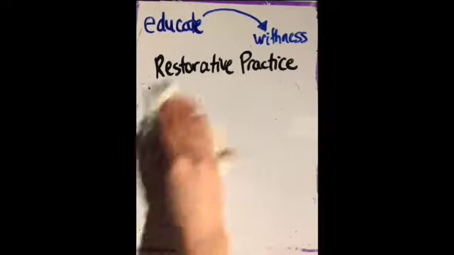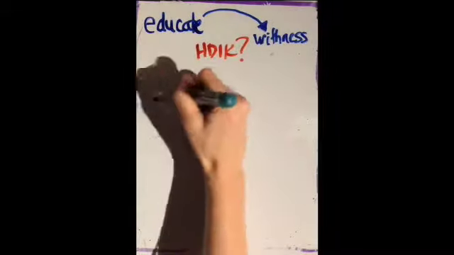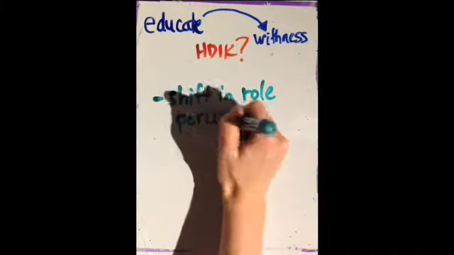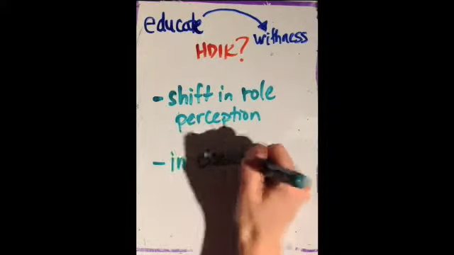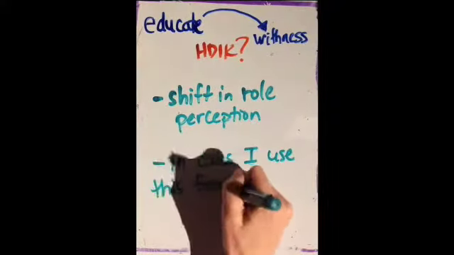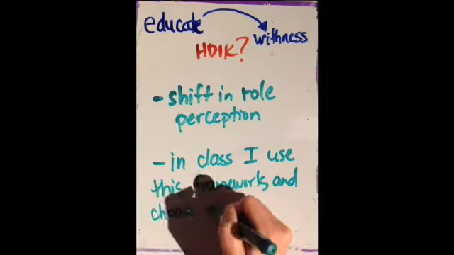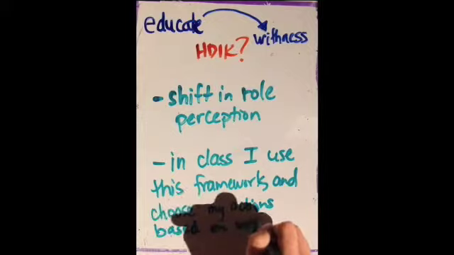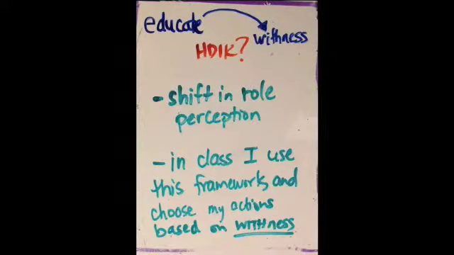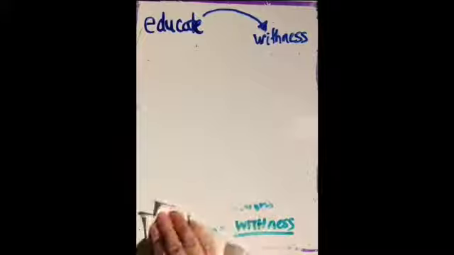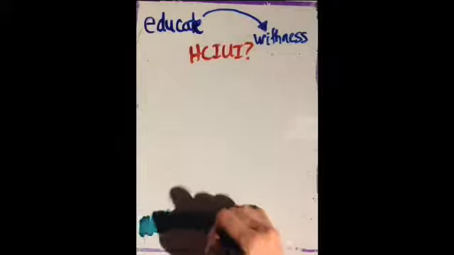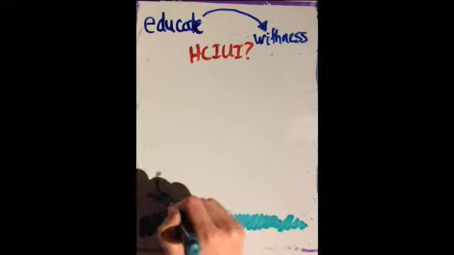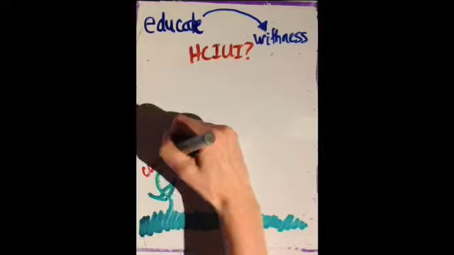How do I know that my thinking has changed in this? I've seen a shift in my perception of the role of professional development practitioner. I've seen that it's not just the person up there imparting information, but as we think in the classroom, a co-learner supporting learning. Secondly, in class, I've been using this framework to make my decisions based on withness with my students, and I've found it to be a very compelling and pedagogically challenging practice.